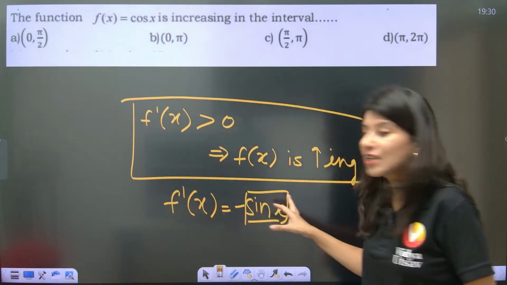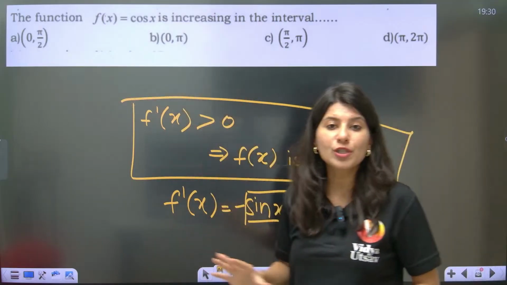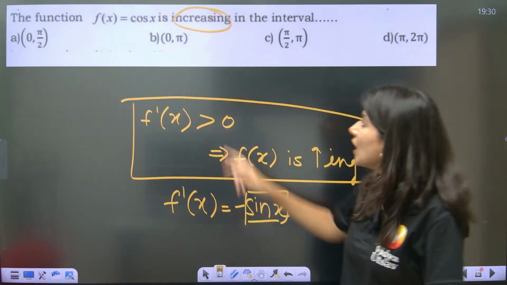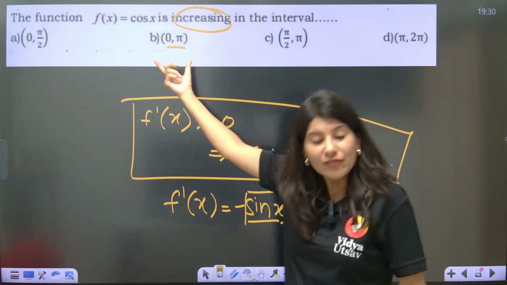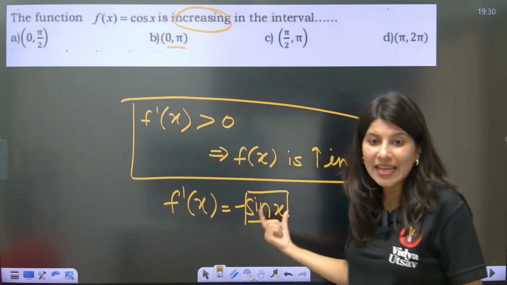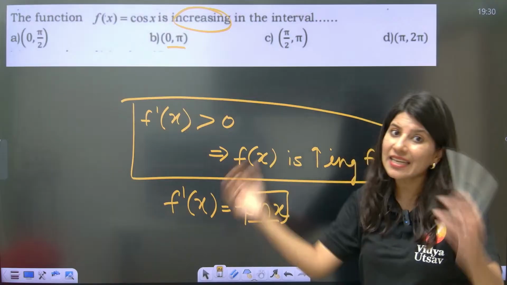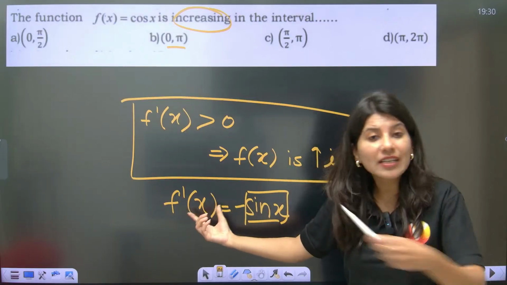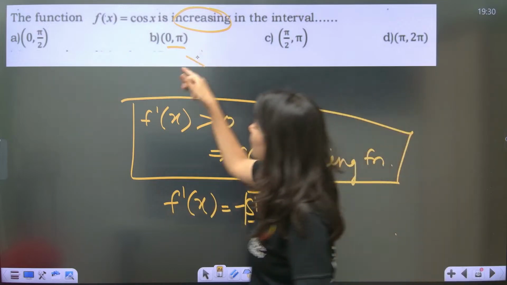So f dash x will be negative for option A. I am looking for increasing, I am looking for greater than 0. Now 0 to pi. Again, in first and second quadrant, my sine x is positive. So minus sine x will be negative. Minus sine x negative means my derivative is negative. That is why this is also wrong.